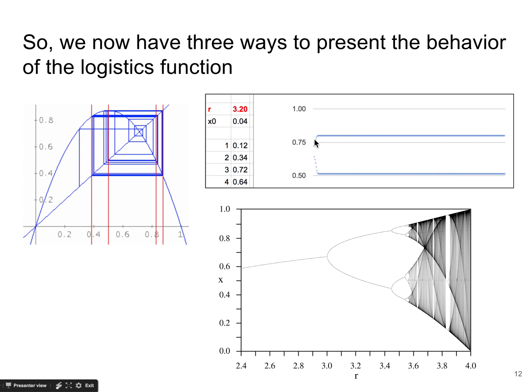Here's a second way, using a spreadsheet and repeating the result, iterating, and you can see it very quickly settles into 2 values for R equals 3.2. The next and probably most important way to present the results is the bifurcation diagram.